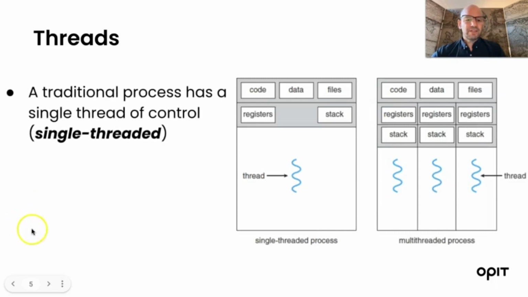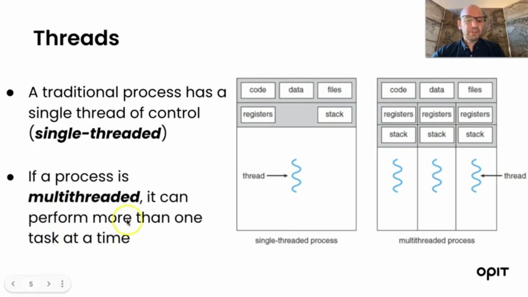So a traditional process has a single thread of control. So it's what we call single-threaded. It's what we see here in the left diagram. So a single-threaded process, where this thread has code, data, files, and then it has access to registers and a stack. So this is one thread with these resources.